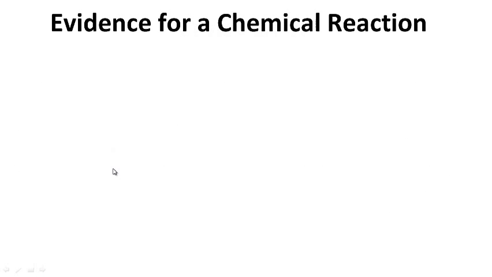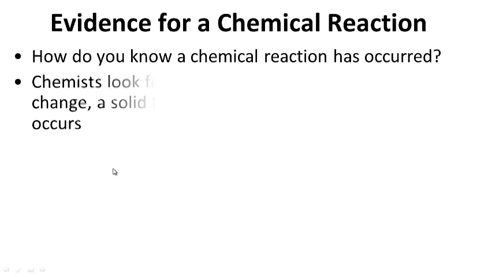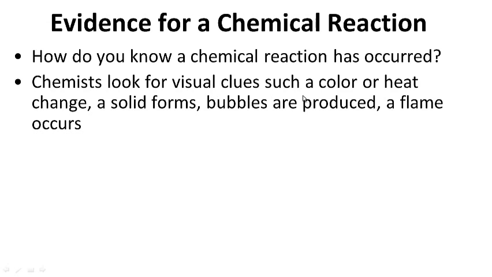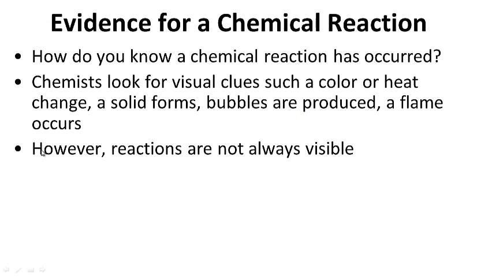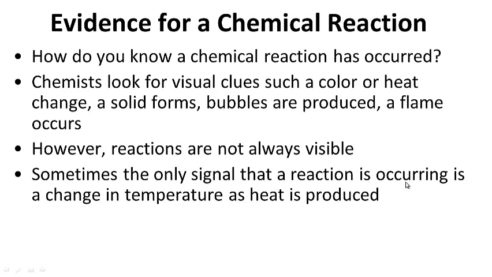All right, so evidence for a chemical reaction. How do you know a chemical reaction has occurred? Well, there's some clues. Chemists look for visual clues such as a color or heat change, or a solid forms, or bubbles are produced, or a flame occurs. However, reactions are not always visible. Sometimes the only signal that a reaction is occurring is a change in temperature as heat is produced.